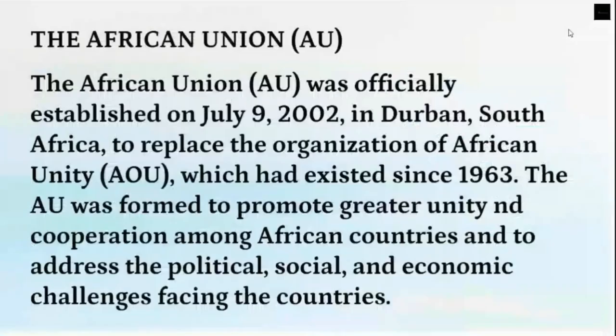Now we'll talk about the African Union. What is the African Union? AU means African Union. This African Union was officially established on July 9th, 2002 in Durban, South Africa.